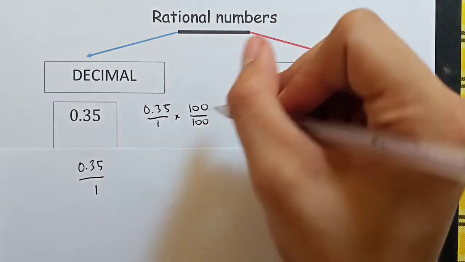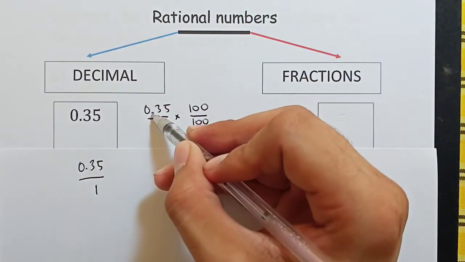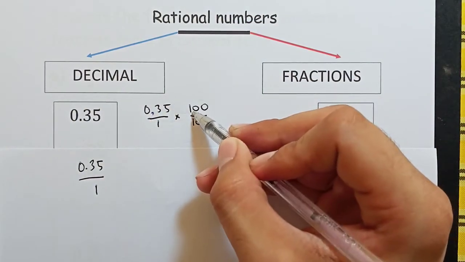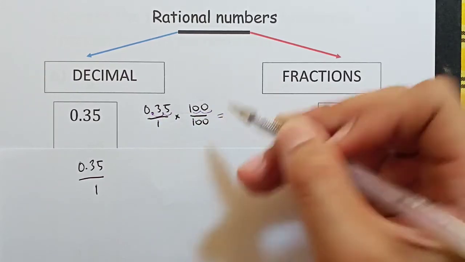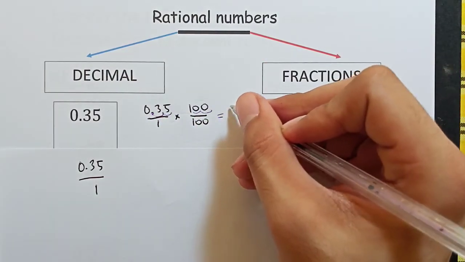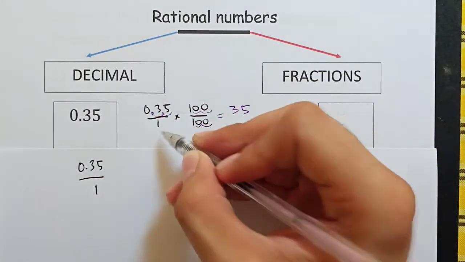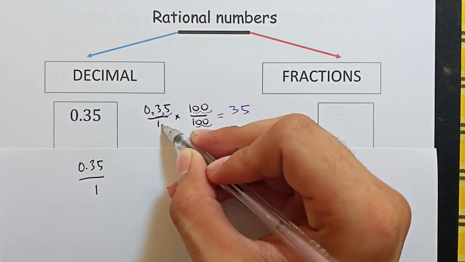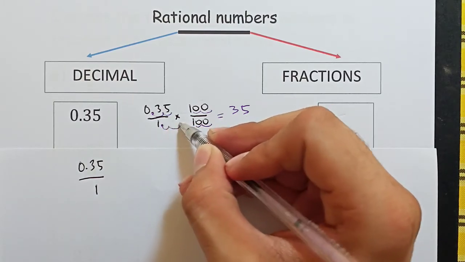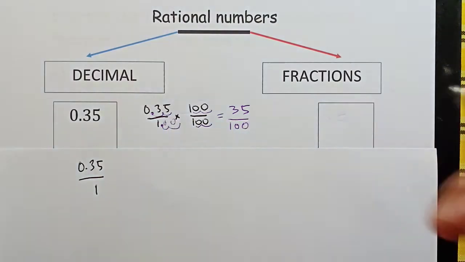Kasi 0.35 times 100, andito yung decimal natin. Uurong lang tayo ng dalawa kasi dalawa yung 0, 1, 2. So 1, 2. Sagot natin magiging 35. Then, ito naman, dalawa rin, 1, 2. Andito yung decimal point ng mga whole number. So, 1, 2, 0, 100. The answer is 35 over 100.